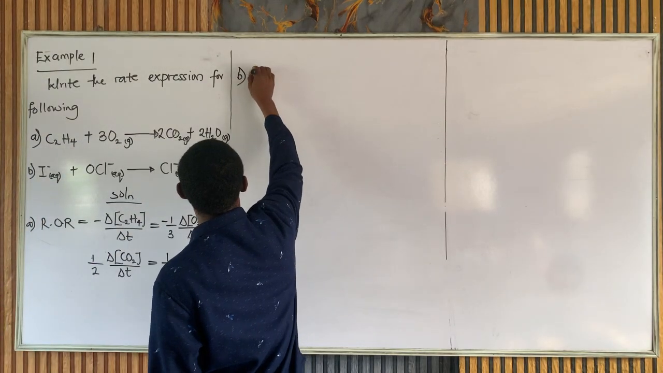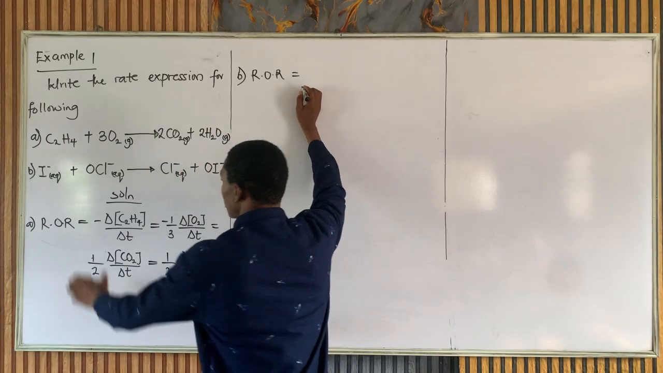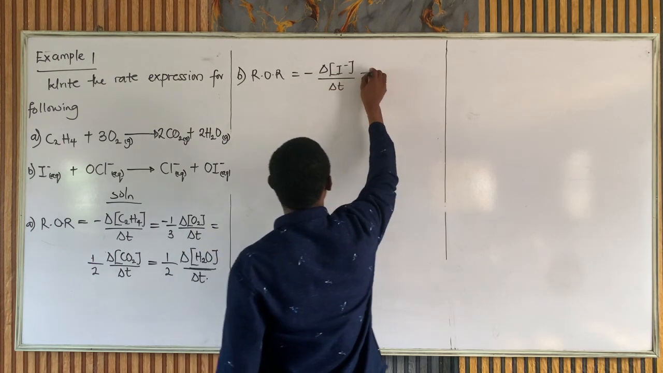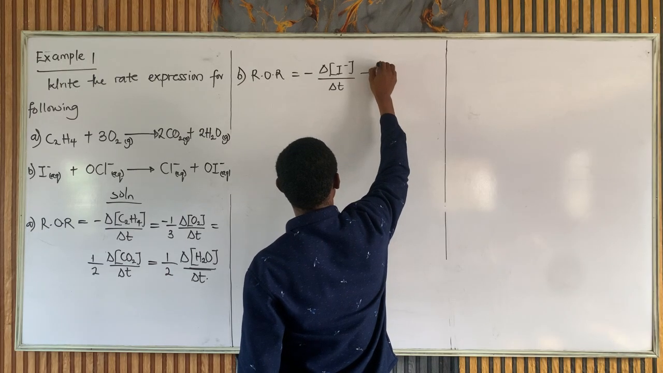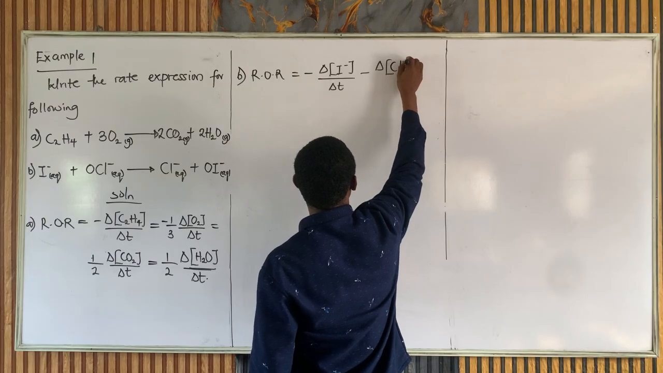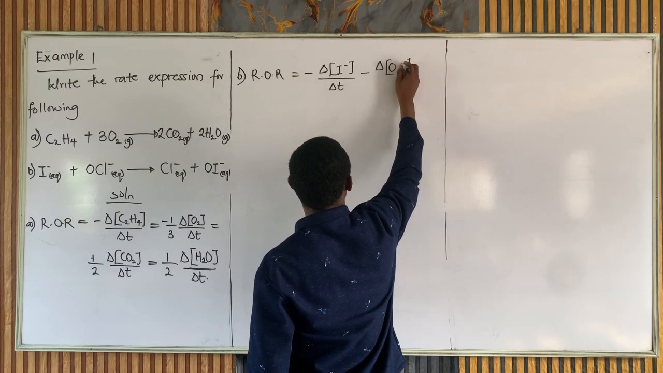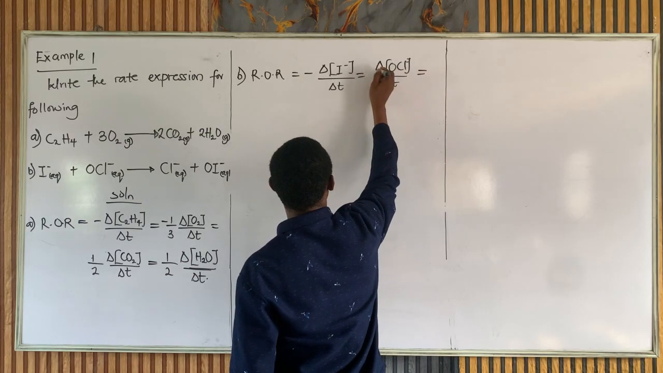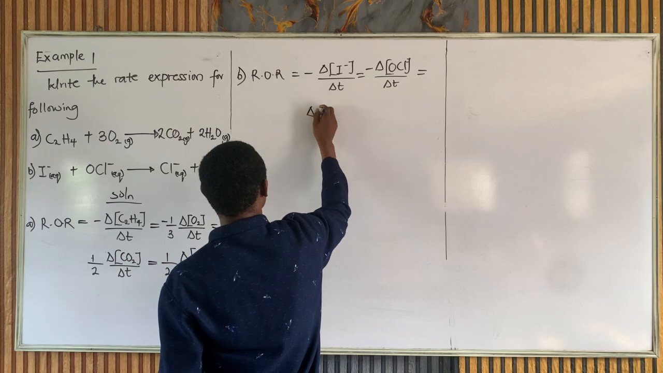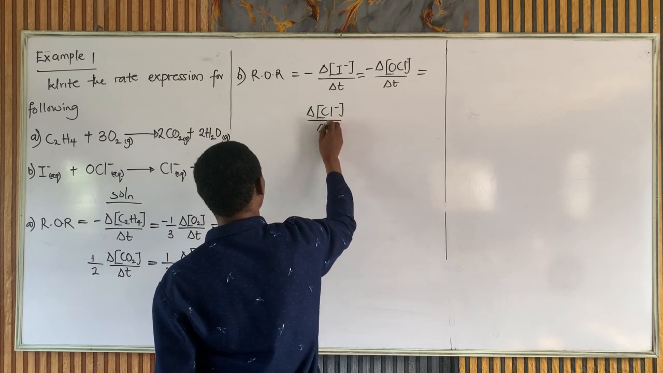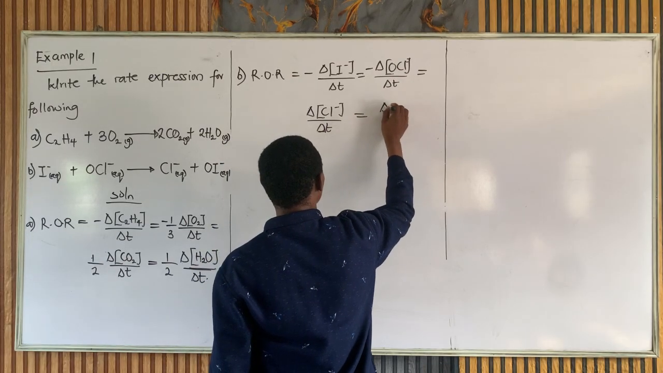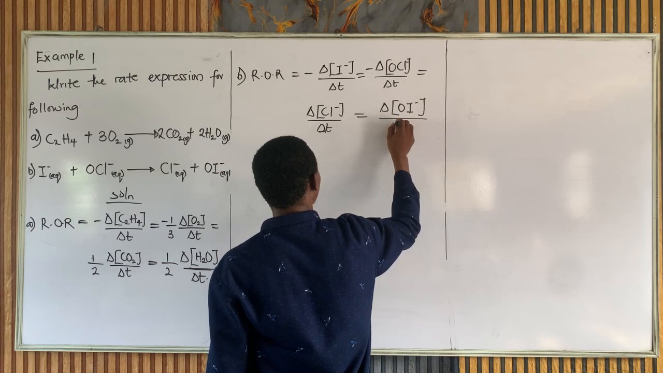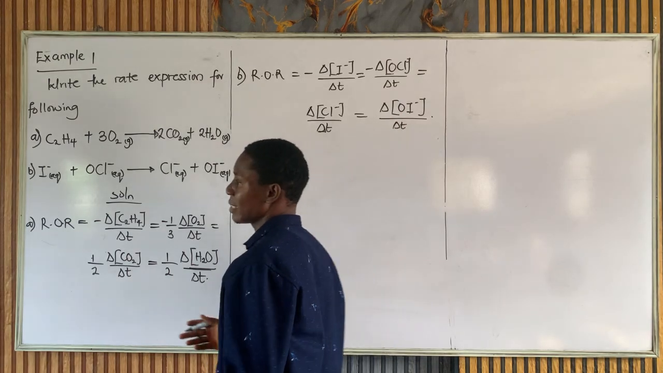Now, for the B, our rate of reaction is simply equal to minus change in concentration of iodide ion over change in time, and minus change in concentration of the chlorate ion over change in time, which is also equal to change in concentration of chloride ion over change in time, and is also equal to the change in concentration of the last product over change in time. So that's how to write the rates of reaction.